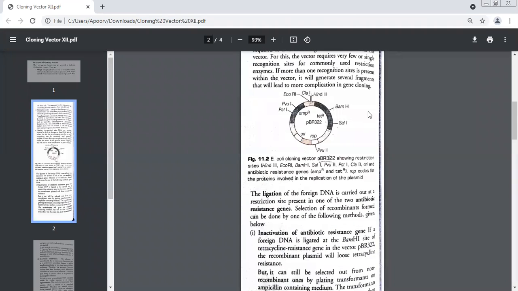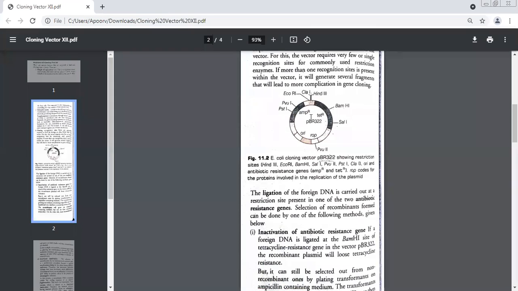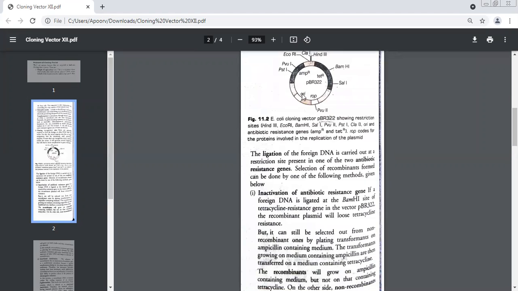See, if you take your foreign gene and you attach it over here, it's close to which antibiotic? Tetracycline or ampicillin? Tetracycline. Yes. So if you attach your foreign gene over here, what will happen to this vector? It will lose resistance to tetracycline. But it can still be selected out from the non-recombinant ones by plating transformants on ampicillin-containing medium. Now this has happened, but how will we identify now? We need to select between recombinants and non-recombinants.